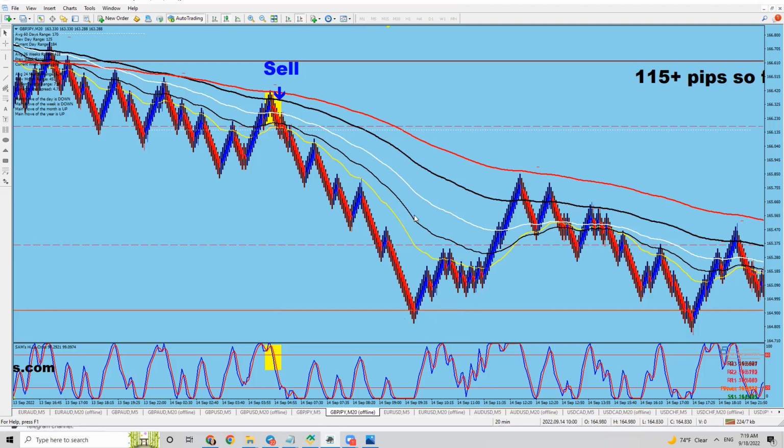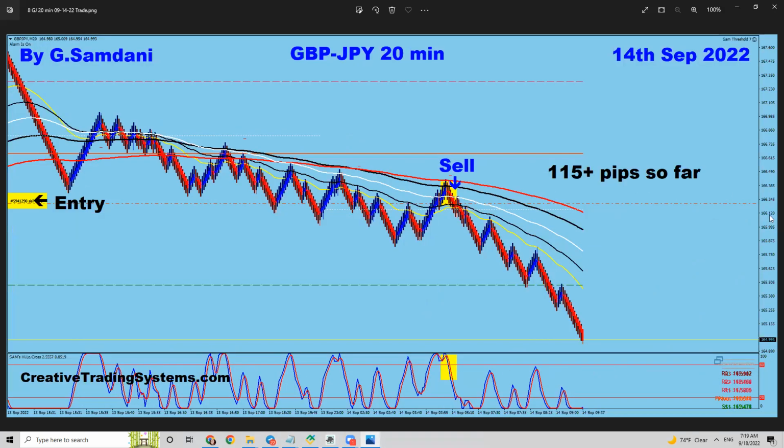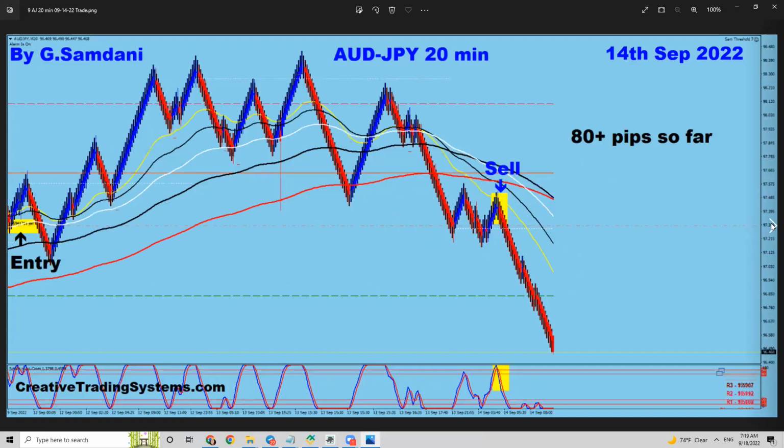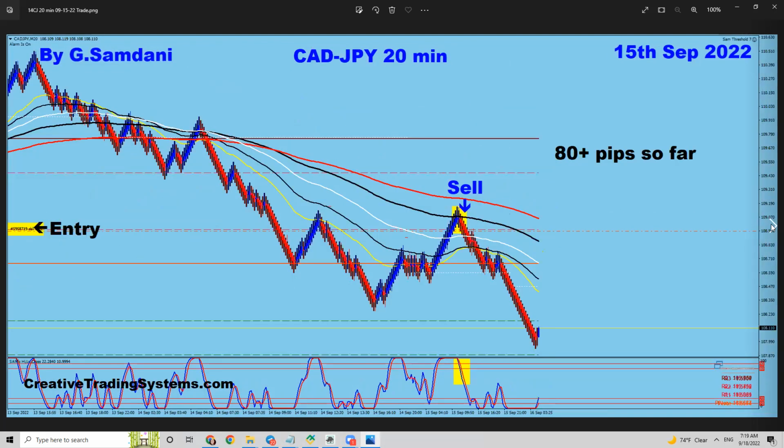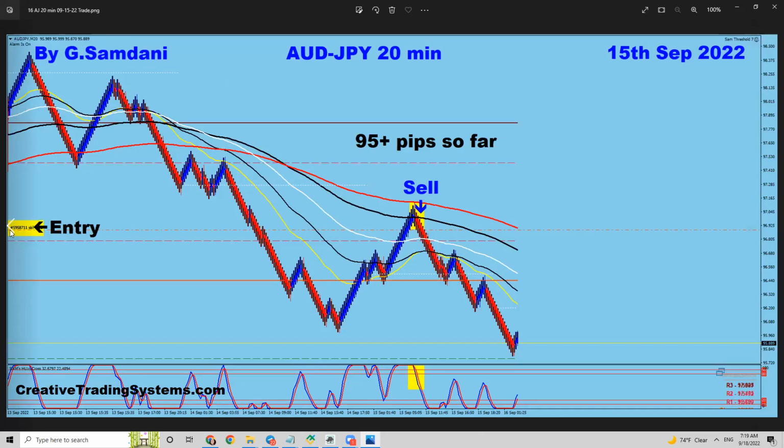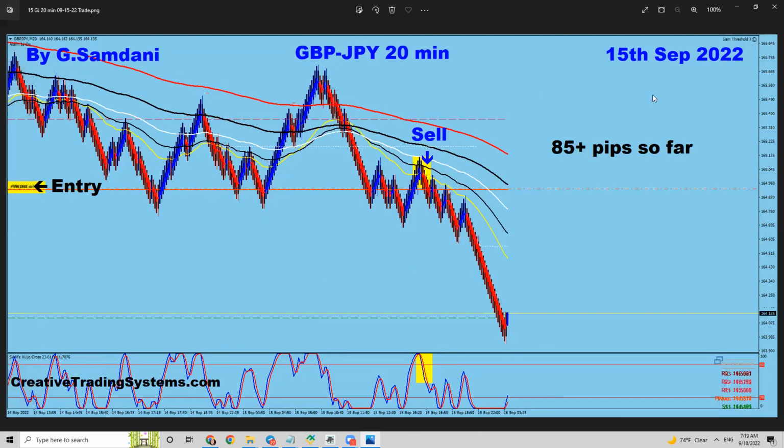115 pips. Now, the third one, only 85 pips. Why? Let's go take a look. The third one was the next day. I missed it. Right there, pound yen on the 15th. So this was the entry, and I closed it here. Why only 85 pips? Why didn't I hold longer? This one.